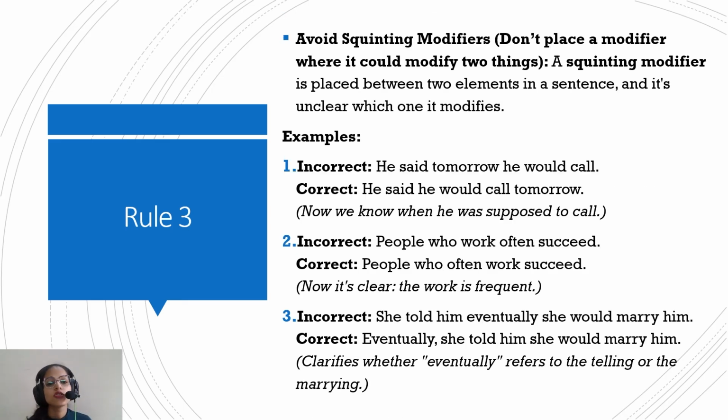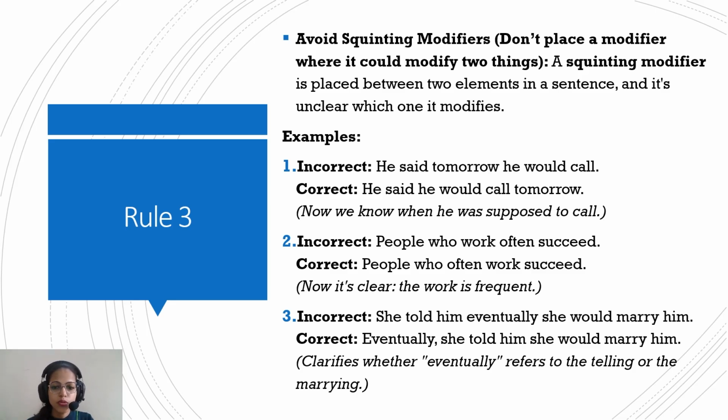I hope it's clear. Now the third rule says avoid squinting modifiers. So don't place a modifier where it could modify two things. Do not give it that position that causes the confusion of which subject or which part of the word or phrase is being modified. So a squinting modifier is placed between two elements in a sentence and it is unclear which one it modifies.